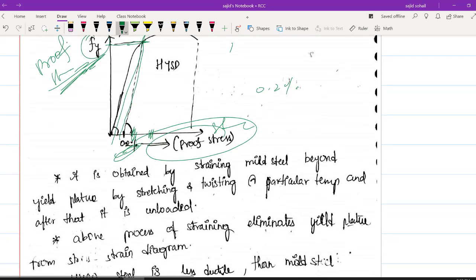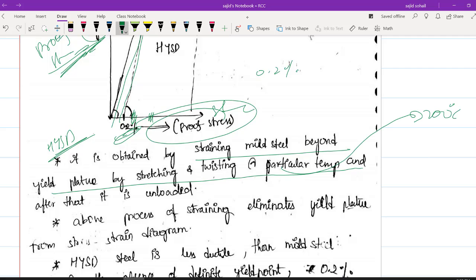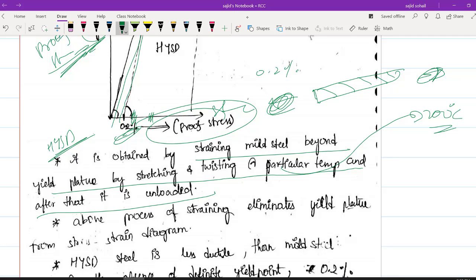Understood? How you get this HYSD, as I have explained earlier, is by straining mild steel beyond the yield plateau by stretching and twisting at a particular temperature. What is the particular temperature? 200 degrees centigrade. And after that it is unloaded. Once you are stretching it, obviously you are applying a certain force at 200 degrees centigrade, and then you twist this bar, and once you have twisted, you will be unloading. The load you applied will be removed. I hope you got it.